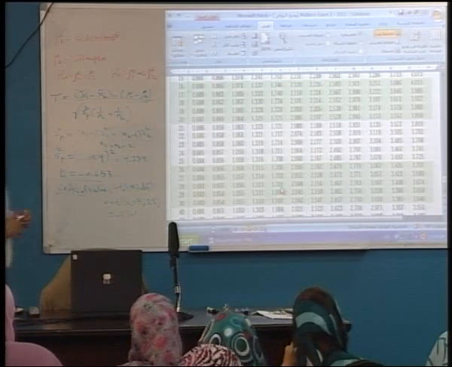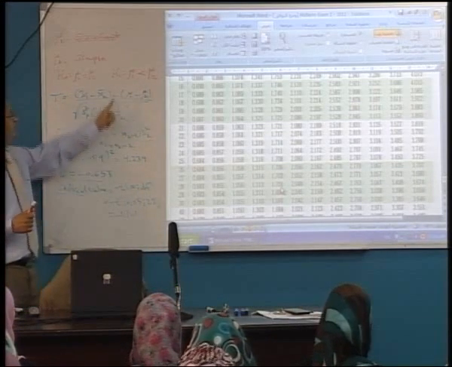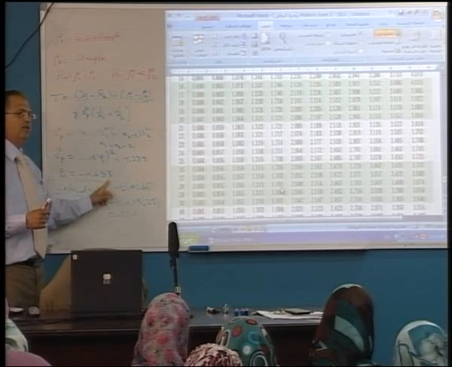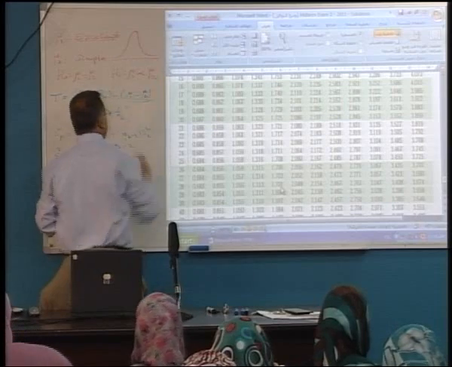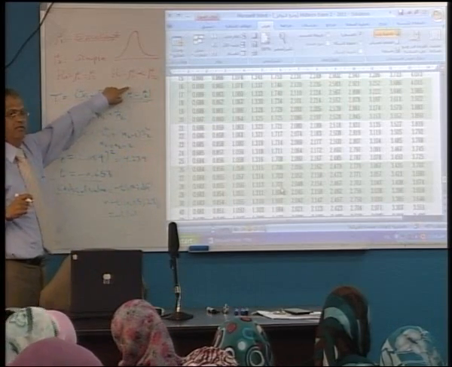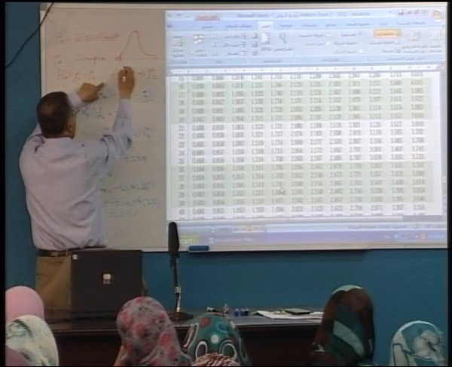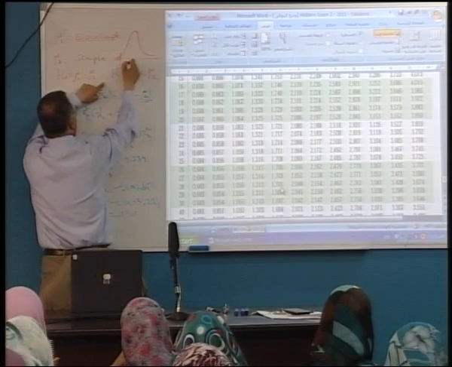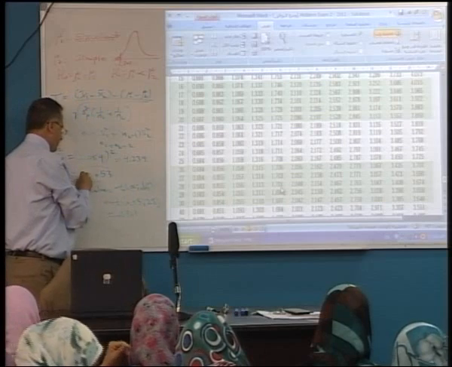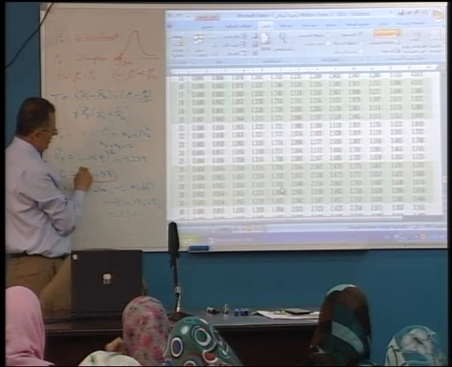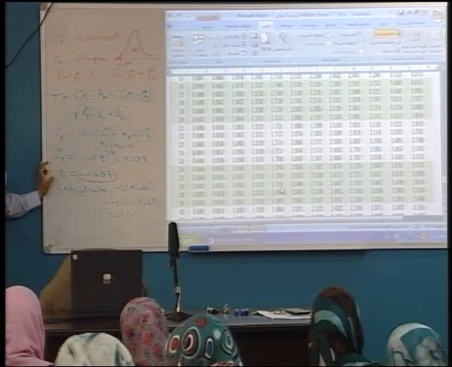Now, we reject the null hypothesis if the value of the statistic falls in the rejection region. Now, again, since it's lower tail, your rejection region is below negative 1.701. Now, does this value fall in the rejection region? It falls in the non-rejection region.